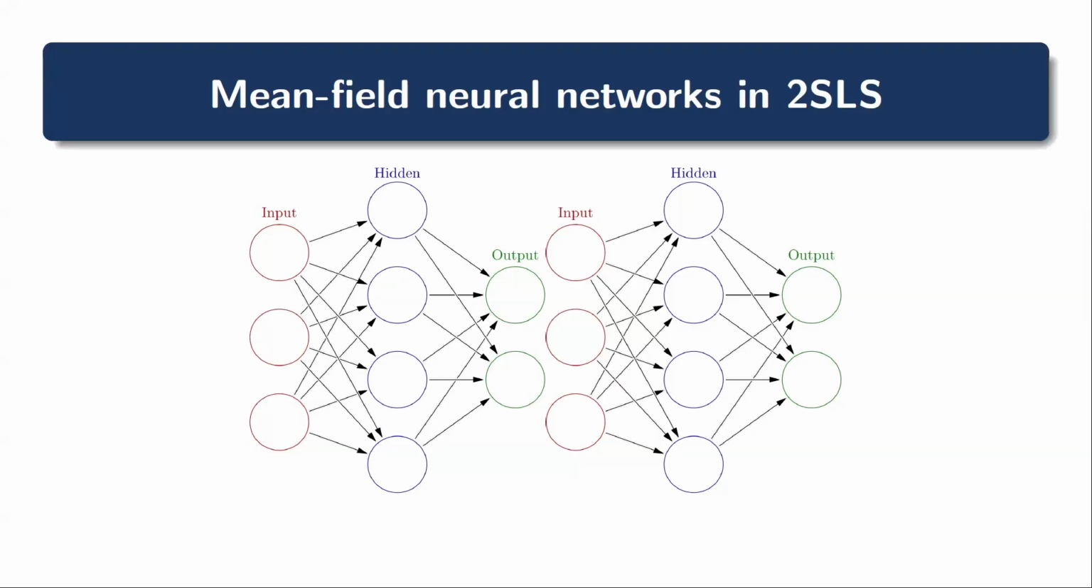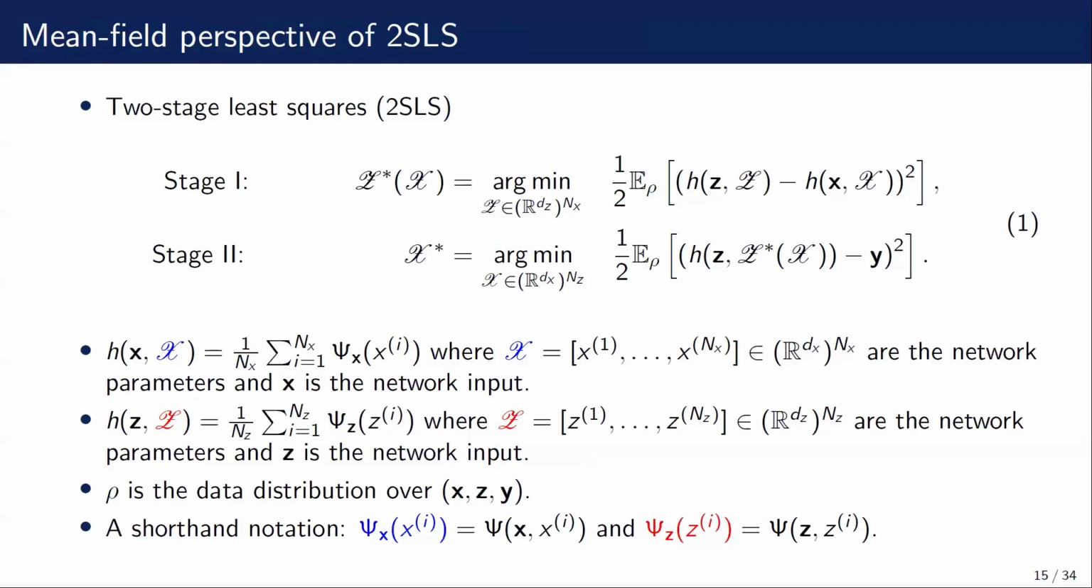Okay, so now we'll consider mean field neural networks in two-stage regression. Because it's a two-stage regression, we have two neural networks to consider. So this is the stage 1 problem. This is the stage 2 problem. In stage 1, we solve the optimization problem with respect to Z. In stage 2, we solve the optimization problem with respect to X. Here, h_X is the two-layer neural network on X, and h_Z is the two-layer neural network on Z. And rho is a data distribution over X, Z, and Y.